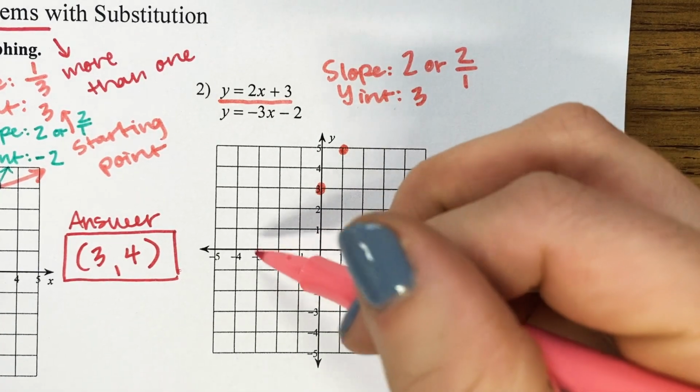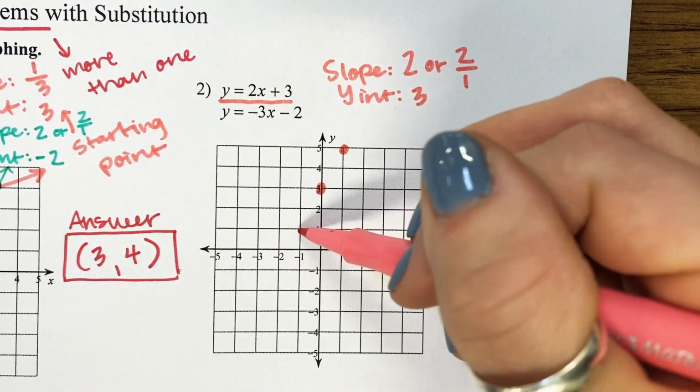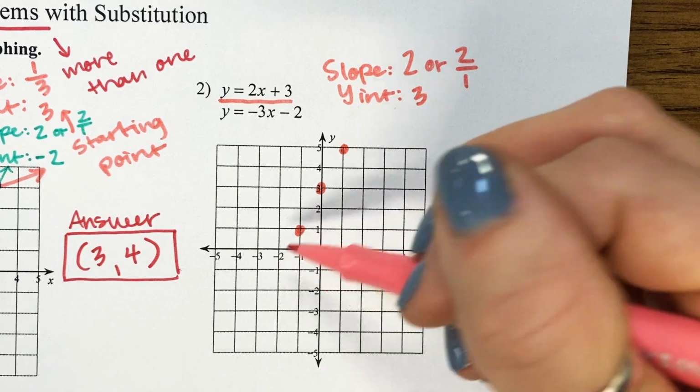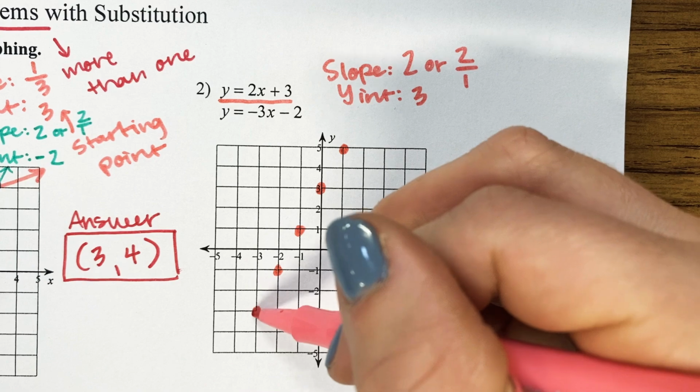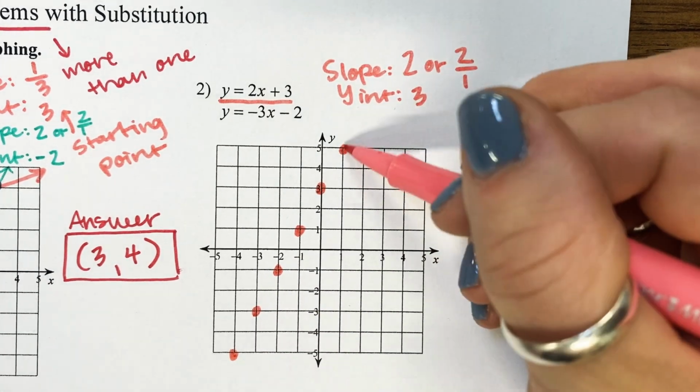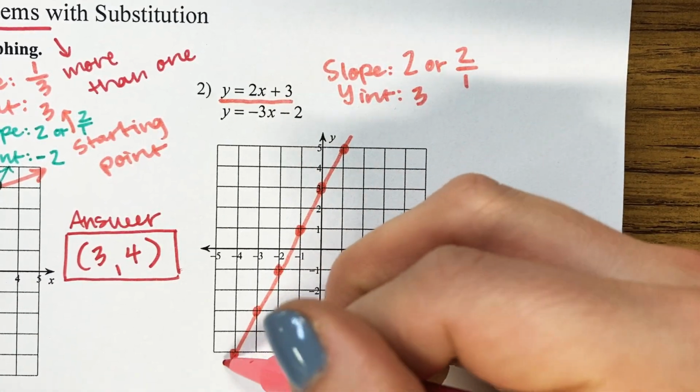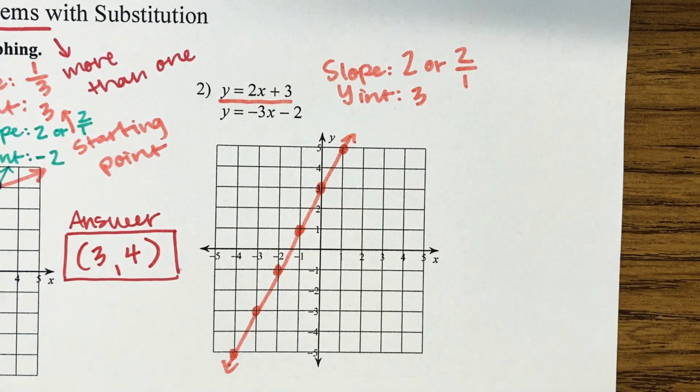To give myself a few more points on my graph, I'm going to go backwards, so down 2, back 1, because it's still creating that straight line. Down 2, back 1, down 2, back 1, down 2, back 1. This line goes on forever and ever and ever. We just ran out of room on our graph.